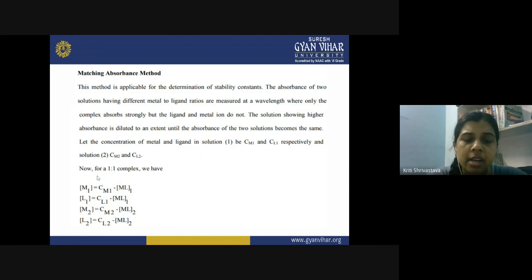You can rearrange that equation, and we have also performed this earlier in the Job's method. By rearranging these values, we are getting the M1 and L1 values. Similarly, for the second solution, we are also obtaining the values of M2 and L2. So in this manner, for both the solutions, we now have the values of M1 and L1, M2 and L2.